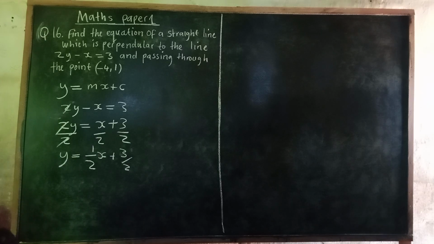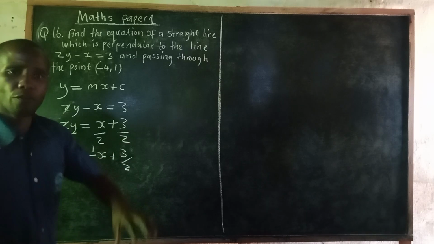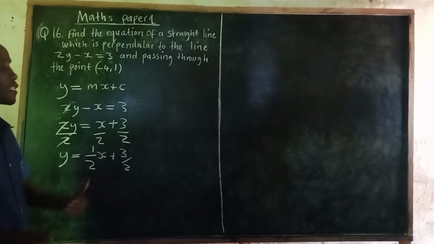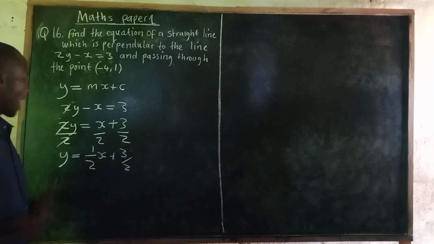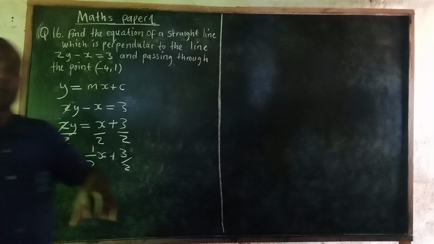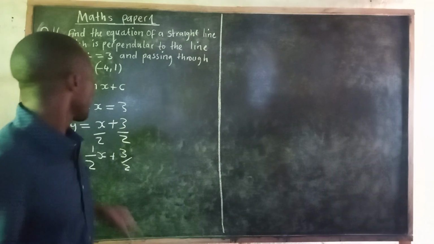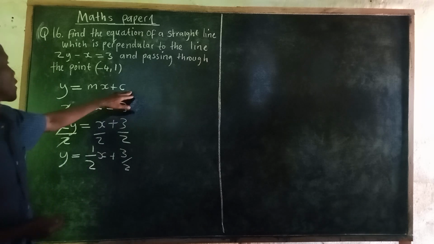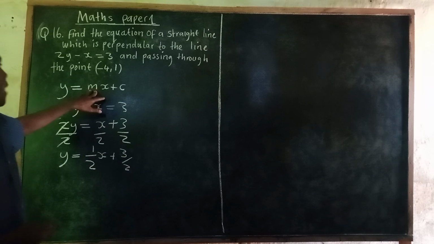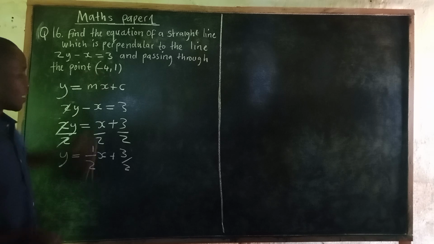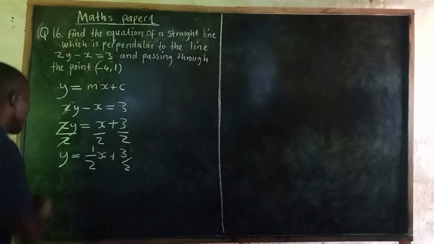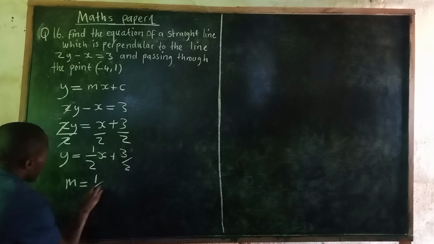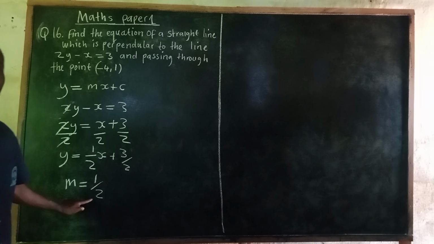From there, it is very easy for you to get the gradient, because that is the one we are looking for. You just get the coefficient of x; that will be your gradient. This is what it means even here: this m is the gradient. So in this case, m is equal to 1 over 2. That is the gradient.